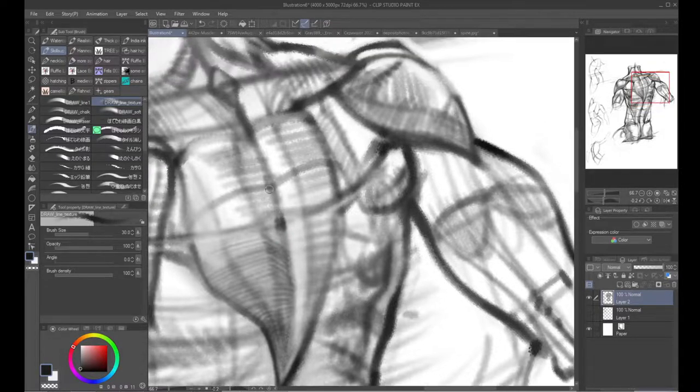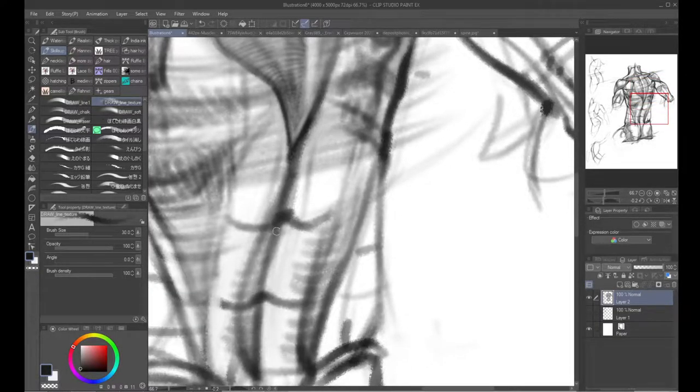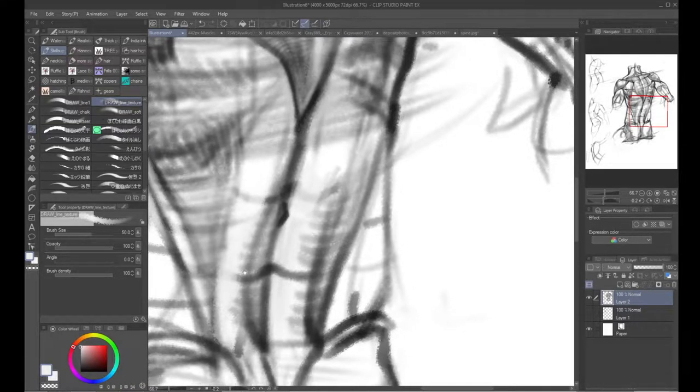We can now imply the vertebrae, especially on the lower part, while also getting rid of the traces of the guidelines.